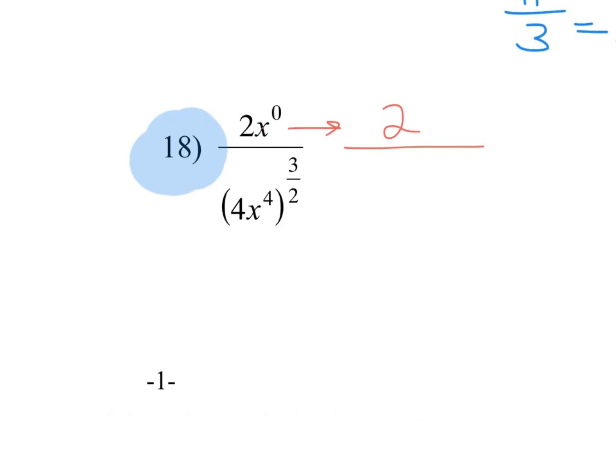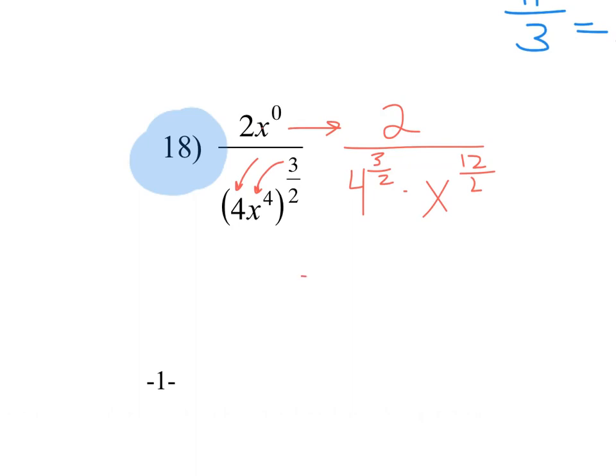Our denominator, because we have these parentheses here, this exponent 3/2 needs to go to every member inside the parentheses. So 4 to the 3/2 times x to the, well, we could write this as 12/2. Hopefully you see how we can simplify this.